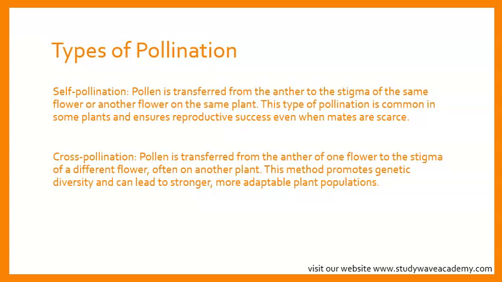Self-pollination is the process where pollen from the male reproductive organ, which is the anther of a flower, is transferred to the female reproductive organ, which is the stigma of the same flower or another flower on the same plant. Okay? This process ensures the transfer of genetic material within the same plant. Do you understand that? Self-pollination is characterized by the plant's ability to reproduce independently even when mates are scarce.